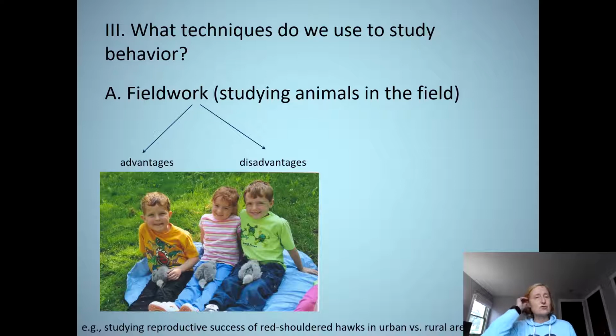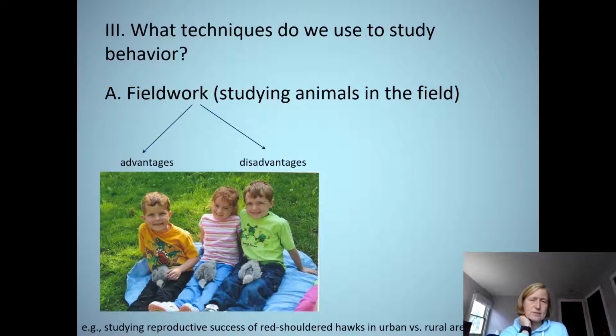So let's think about the field first, and I'll give you an example of some field work that I've been doing. The advantages of studying animals in the field are essentially the field work offers high validity. The behaviors you see out there in the field are real behaviors. They're not a product of being in a laboratory or being in a weird environment. There's a high level of validity. We can study behaviors that are impossible to study in the laboratory.